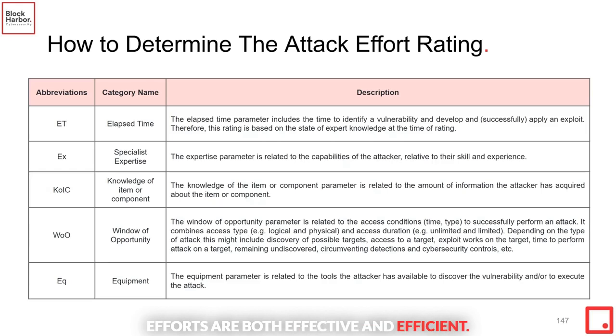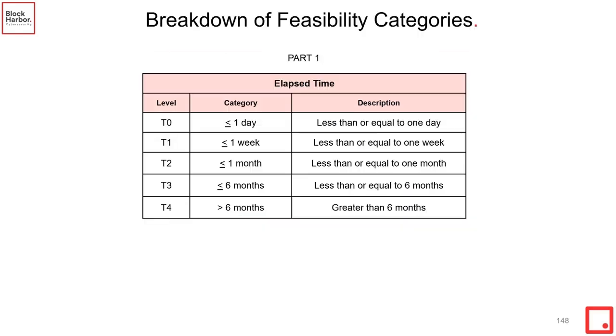effective and efficient. In the next 5 slides, I will briefly go through a further breakdown of each category and examples associated with each. Feel free to pause the video so that you can thoroughly read each row. The first category is elapsed time. This refers to the time required to execute the attack.